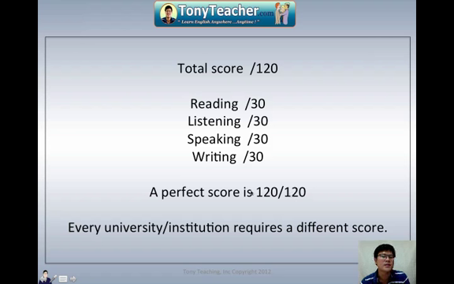I hope you caught that mistake so that you have been paying attention and you could be practicing your English right now. Also, every university or institution requires a different score. So you'll need to visit their website and check out their requirements.